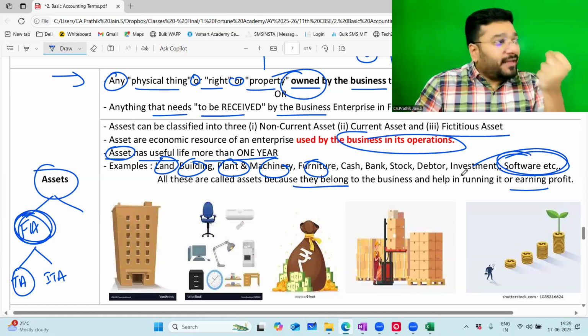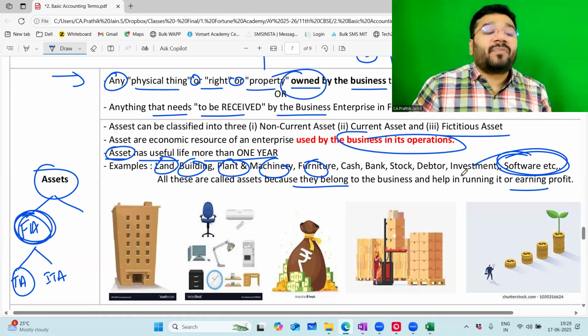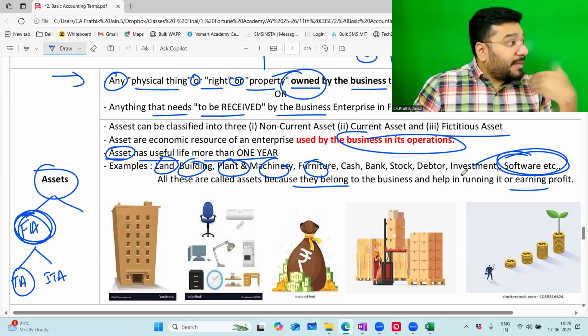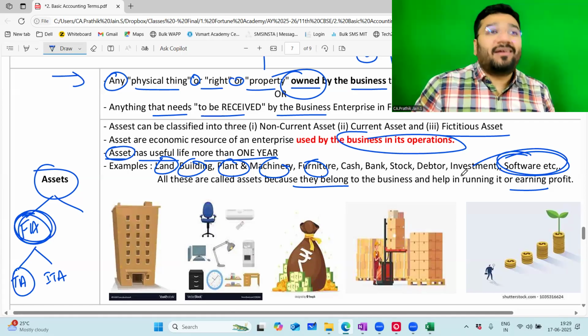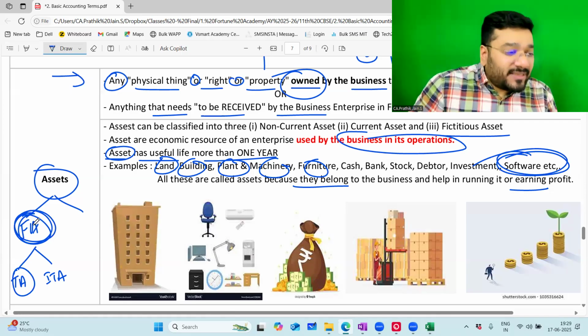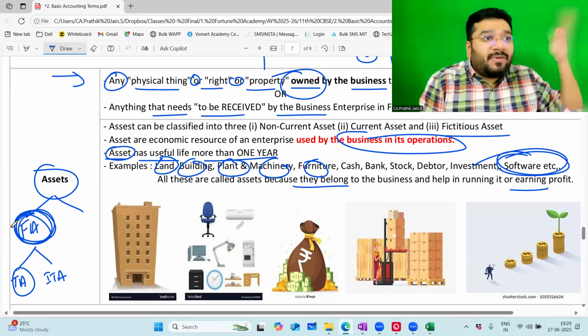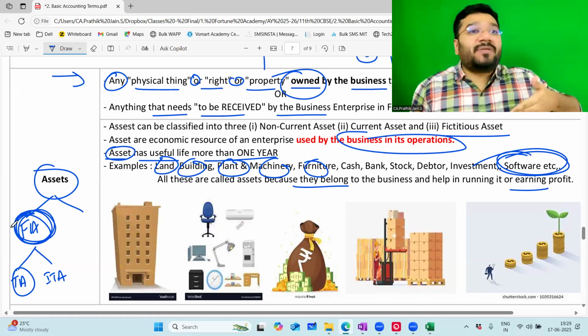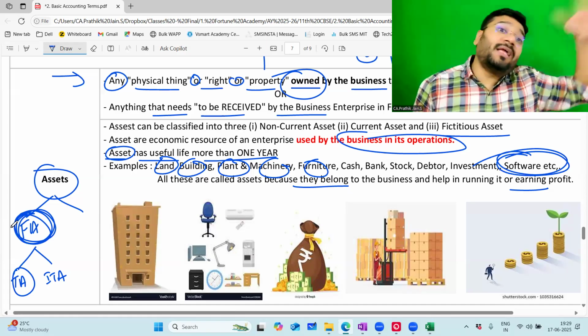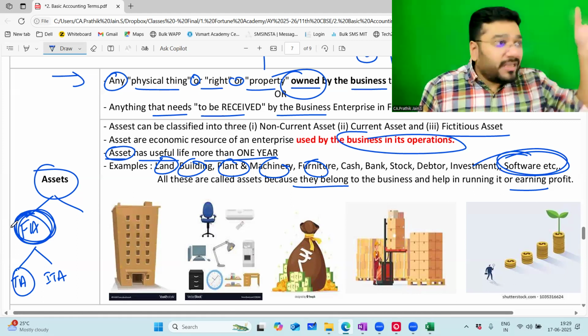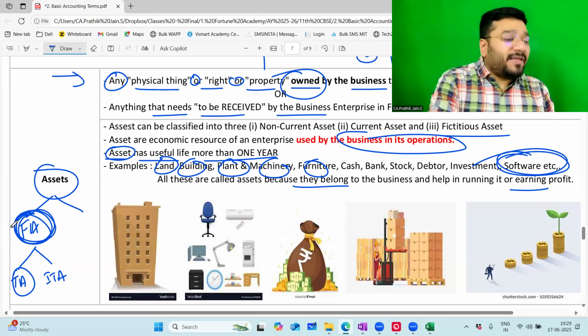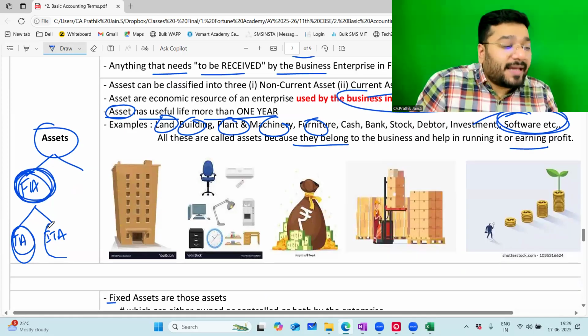Software also: I created one software. Let's say I'm a Tally company. Tally software, who created it? Tally company. So I'll be using this for more than 1 year. So that is called fixed assets. Fixed asset means this asset is permanent in my business. I'll be using this permanently in my business. Permanent means it has more than 1 year of life. So now in fixed assets, there are two bifurcations. One is tangible, second is intangible.